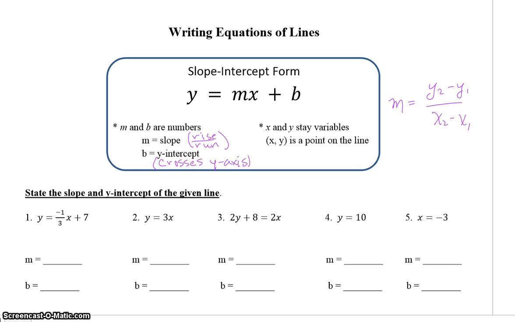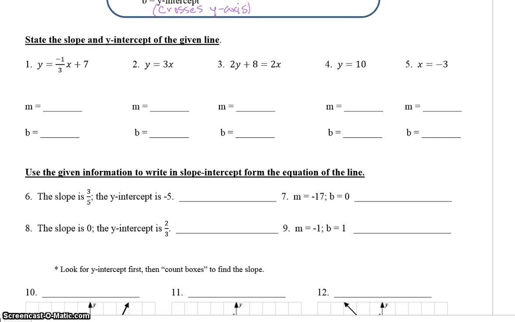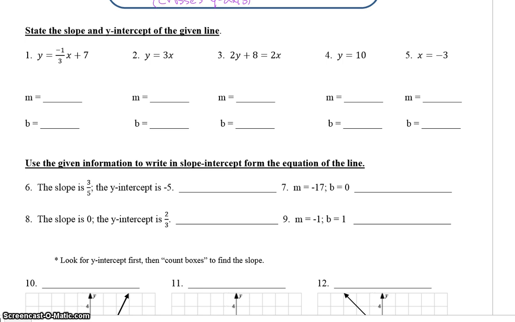Okay, so let's go ahead and look at this first part. It says state the slope and the y-intercept of the given line. Well, if it's y equals mx plus b, the number in front of the x is your slope. The b is off at the end by itself, that's the y-intercept. So here the slope is negative 1/3 and the y-intercept is 7. Number 2, we could put a plus 0 off at the end. The slope is 3 and the y-intercept is 0.